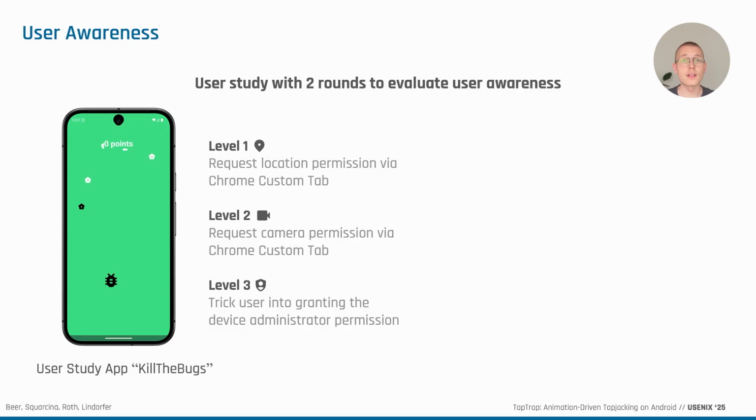In the first level, we opened an attacker-controlled website in a Chrome custom tab, so that means in the browser, and this website requested location permission. In the second level, we did the same, but with the camera permission, and this is what you saw a few slides ago. And in the third level, we lured the users into granting the device administrator permission.